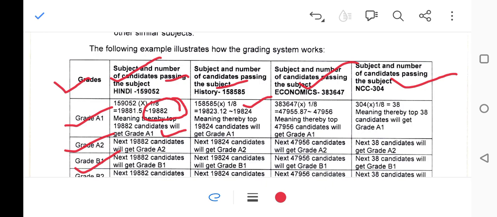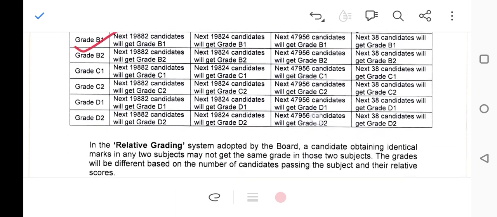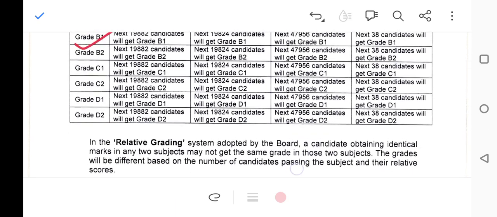The next 19,882 candidates will get A2. On the basis of 1/8, you may calculate the next grading, adding the next 19,882 in this way. So this is the formula for relative grading taken by the CBSE.